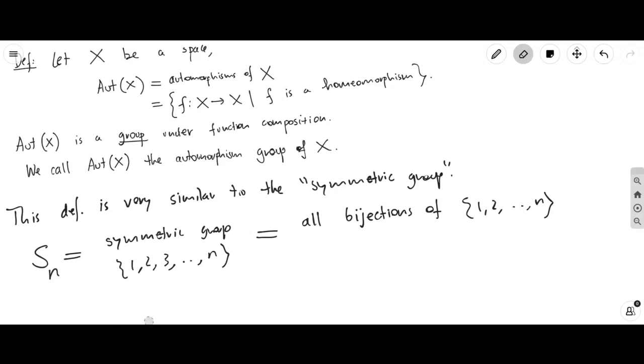And also the difference, of course, is that the symmetric group is on a finite set, whereas the automorphism group in general will be on an infinite space. There's infinitely many points that make up the space. But instead of considering all possible bijections, you want them to be homeomorphisms because you have a topological space, so you also want to preserve the topology. But it should be very similar to something you've seen before in an algebra class. So we call that the automorphism group.